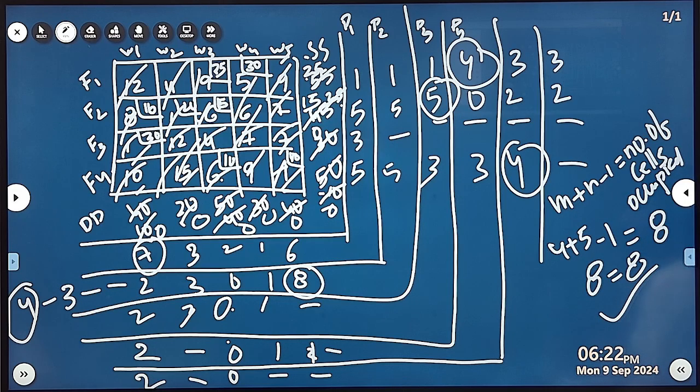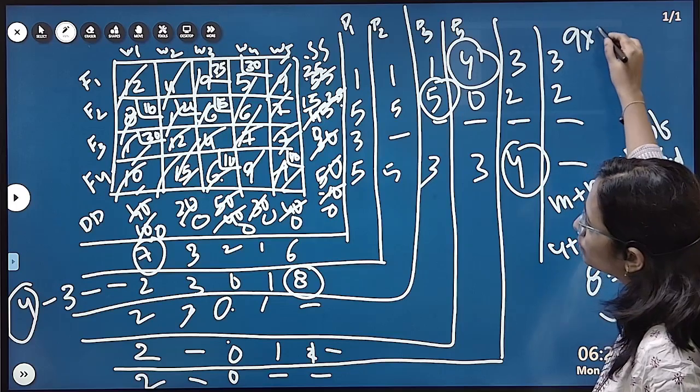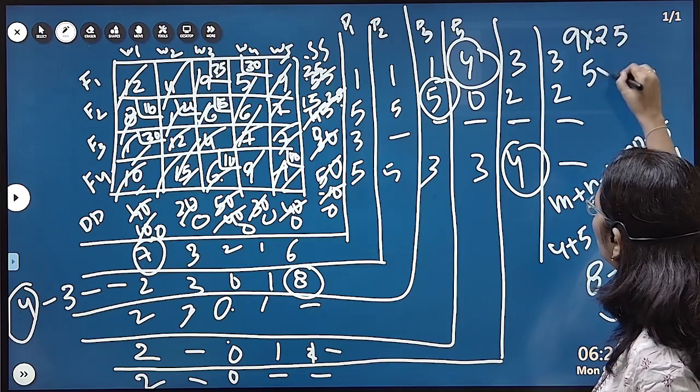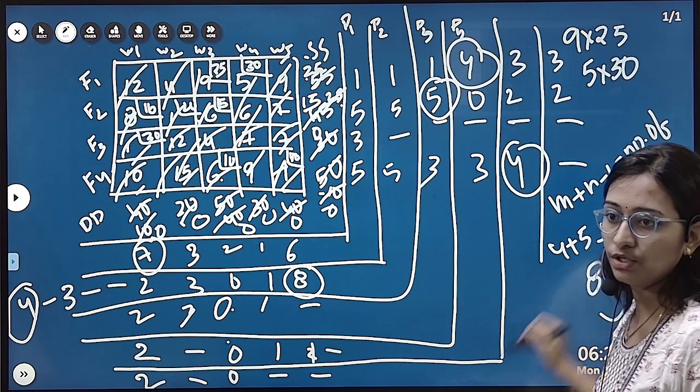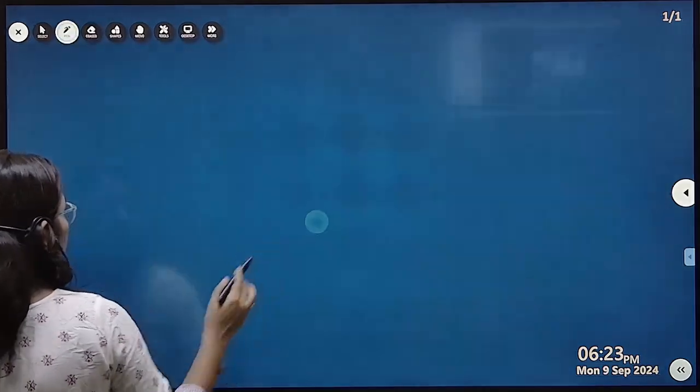Okay. So the total cost we need to calculate. How will you do the total cost? So 9 into 25 and 5 into 30, like this. So we need to total that. Okay. Am I erasing? So let us do the next question.